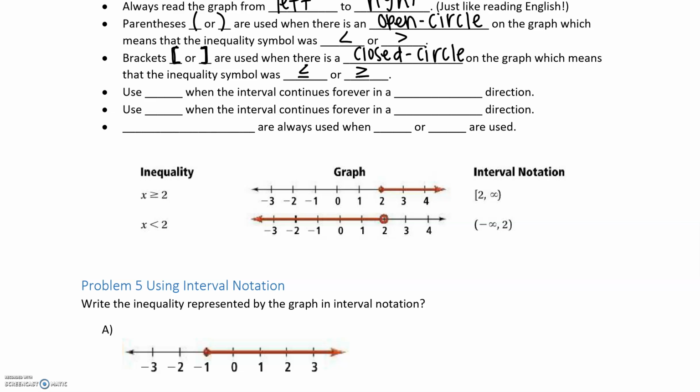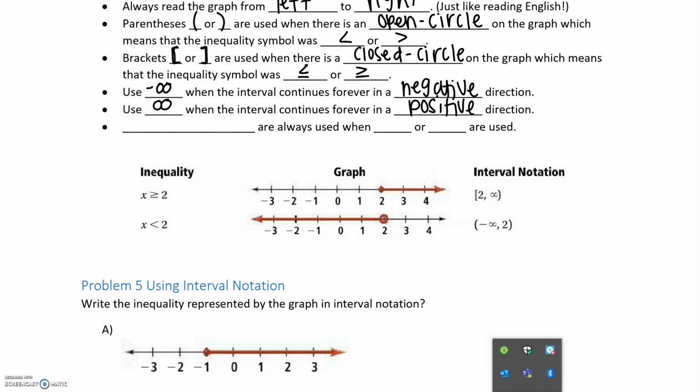So I like to think of the brackets as the ones that take a little bit more effort to write. Kind of like the inequality symbols, you have to take that extra step to write that equal sign on the bottom. Okay, so we use negative infinity when the interval continues on forever in the negative direction. Likewise, we're going to use positive infinity for when the interval continues forever in a positive direction.